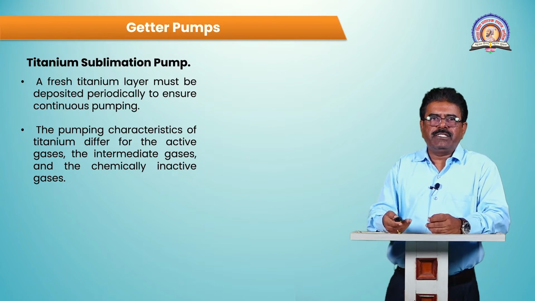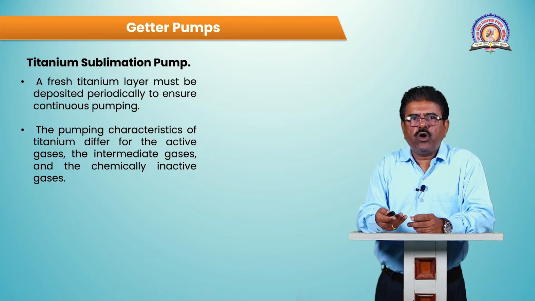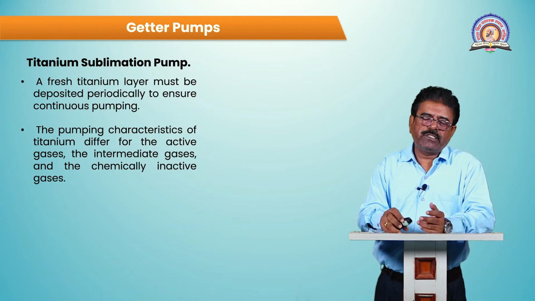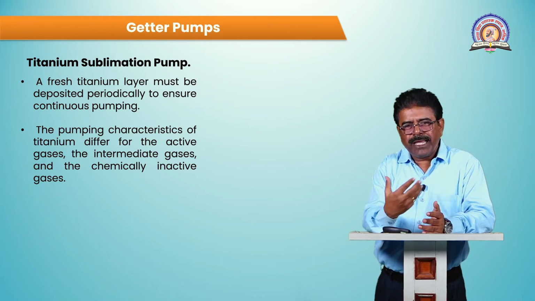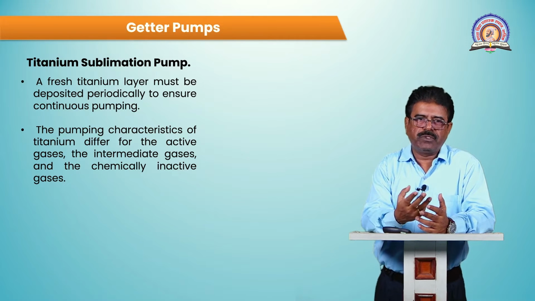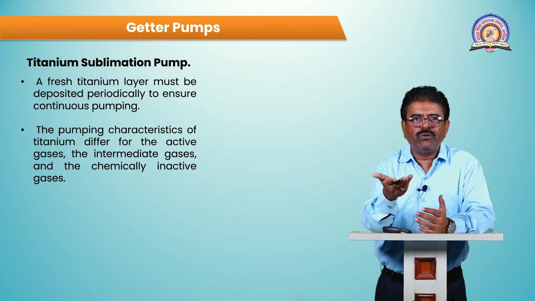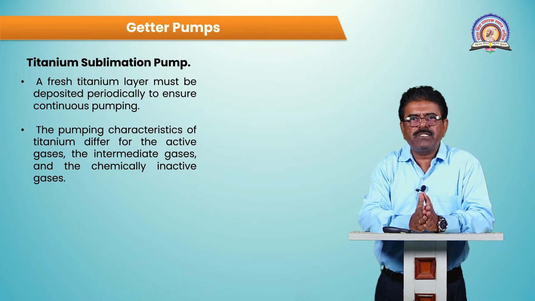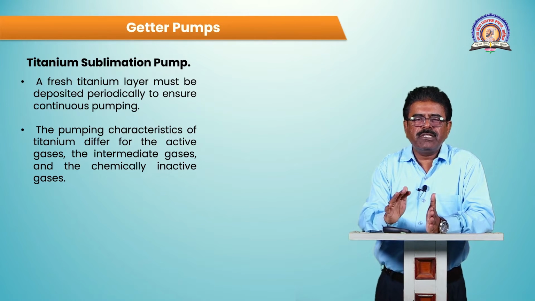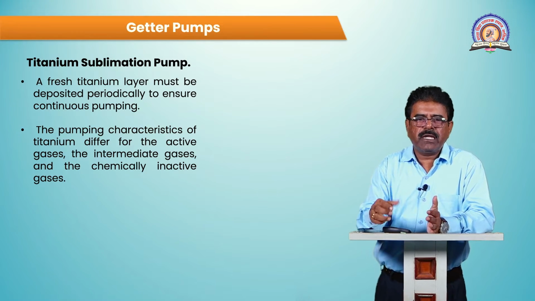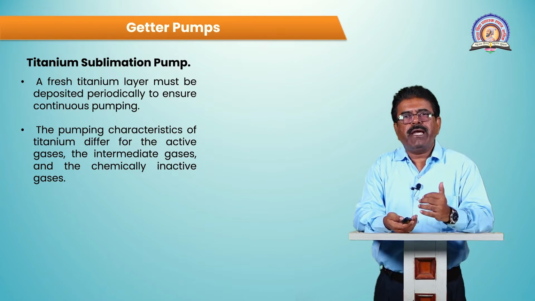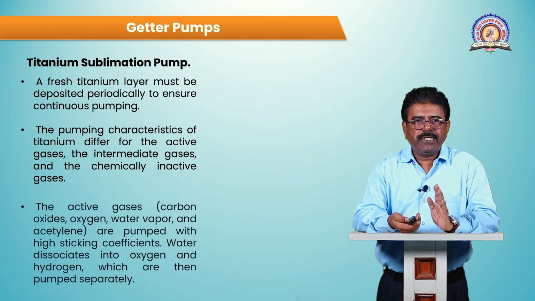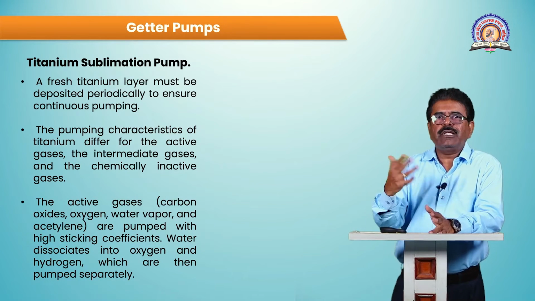Now the pumping characteristics of titanium differ for the active gases, intermediate gases, and chemically inactive gases. So you can divide all the gas species present inside the chamber into 3 groups. That is, the first group is active gases, second is intermediate gases, and third is inactive gases. So some gas species are very active, some have intermediate activity, whereas some gas species are inactive. So how the pumping mechanism is involved in a titanium sublimation pump for these 3 gas groups, let us see now.